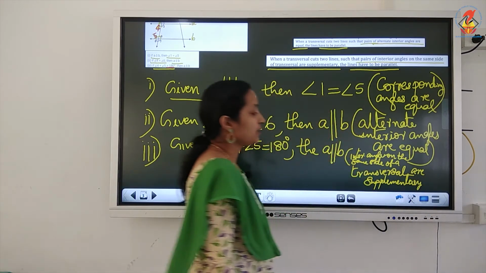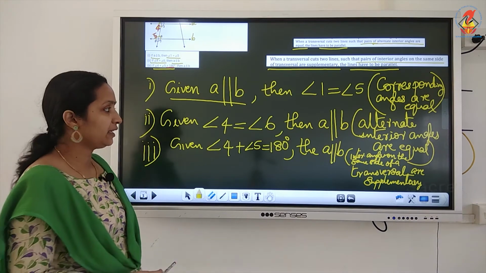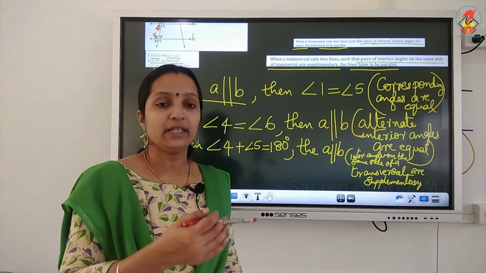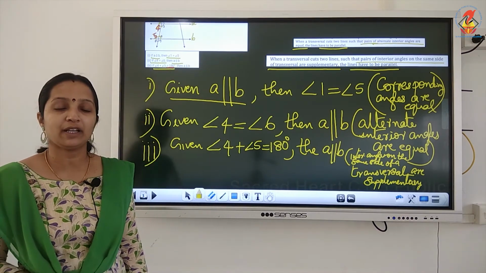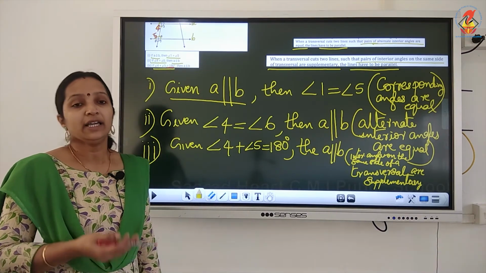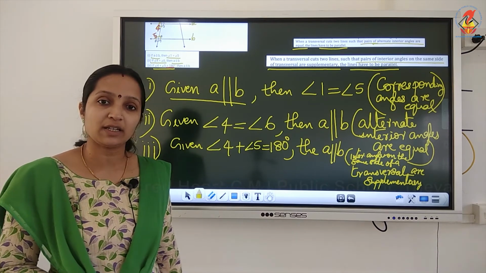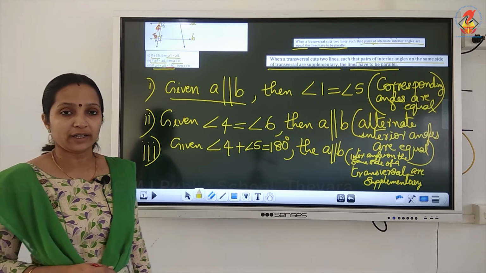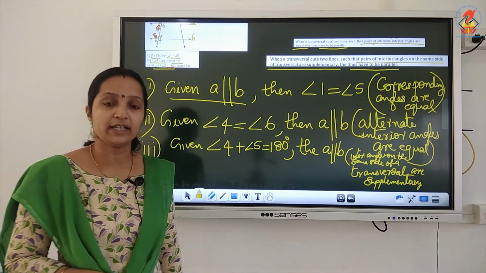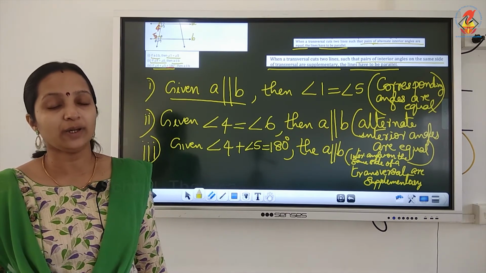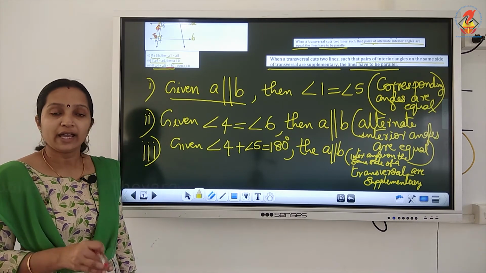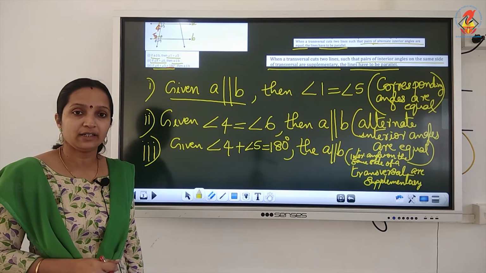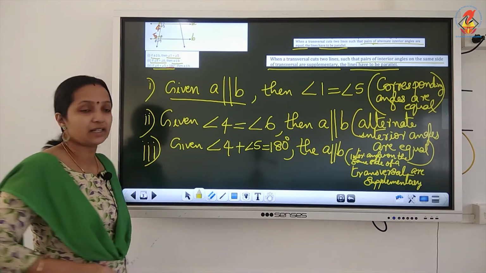If a transversal cuts two lines, if the alternate interior angles are equal, we can say that the lines are parallel. Or if the interior angles on the same side are supplementary, what you can say, the lines are parallel. If the pair of corresponding angles are equal, what you can say, the lines are parallel. Always in two parallel lines, if a transversal cuts two parallel lines, alternate interior angles are equal, corresponding angles are equal, and interior angles on the same side of a transversal are supplementary. That we already learned, is it? Now, I hope this answer is clear, children.